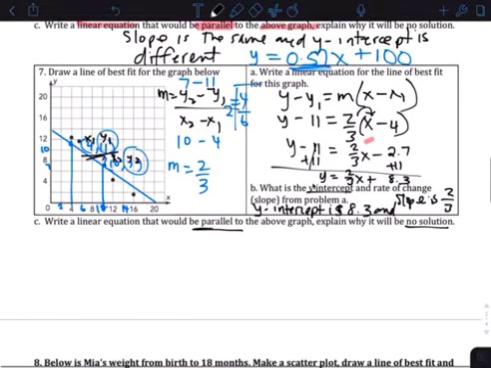Okay, right, parallel. Parallel lines are when the slope's the same. Same slope. S-L-O-P-E, same slope, but different y-intercept.